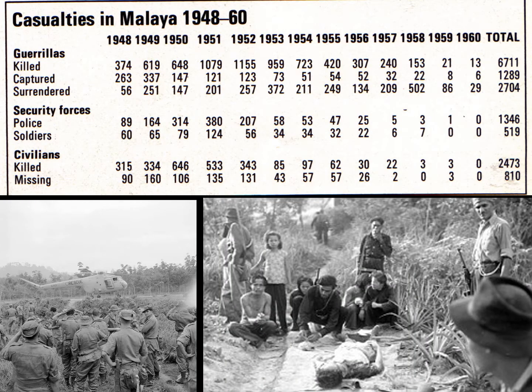This is a casualty chart showing the drop-off of violence after the mid-1950s. So you can see the guerrillas killed, captured, and surrendered. The security forces that were casualties, which means killed or injured, as well as the soldiers, and the civilian population. So that by 1960, the guerrillas were being targeted, but no civilians and no security personnel had become casualties.